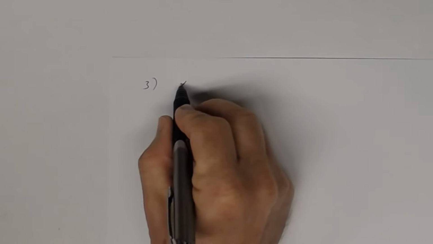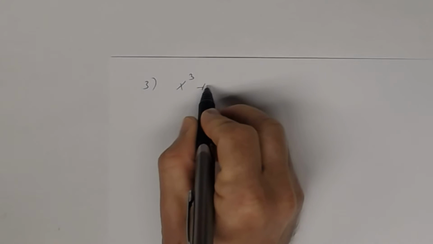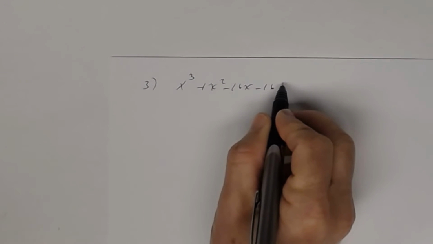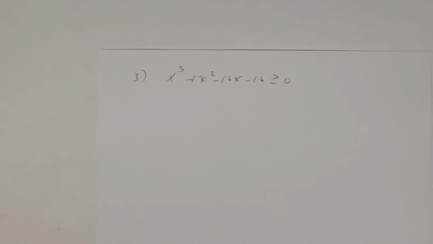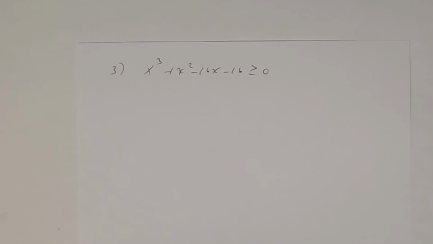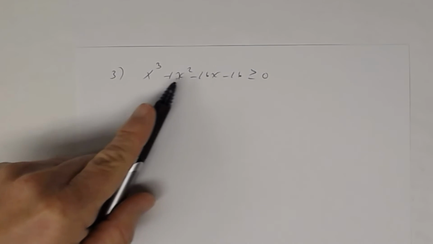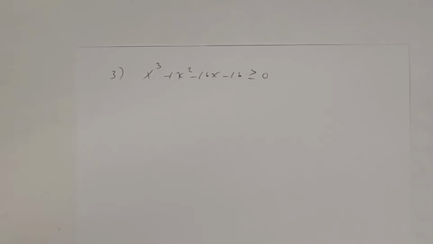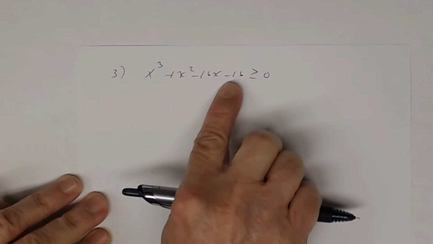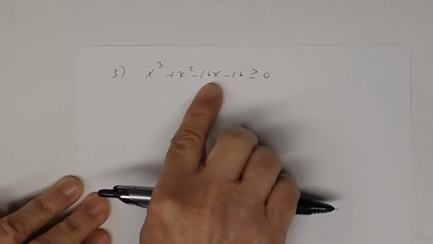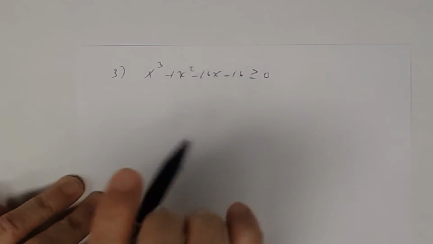So number 3, we have x cubed plus x squared minus 16x minus 16 is greater than or equal to 0. So I have this higher order polynomial inequality. It's already in standard form, but the problem is it's not factored. Well, you saw in one of the lessons a while back that this is 4 terms, and so we could try factoring this by grouping. Remember that idea? Factoring by grouping?